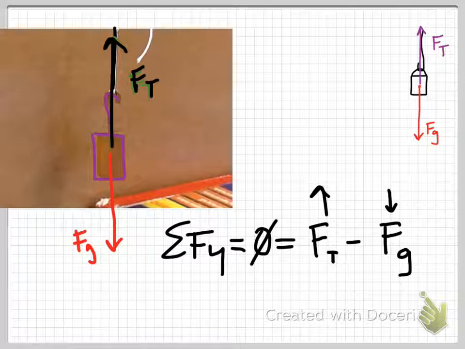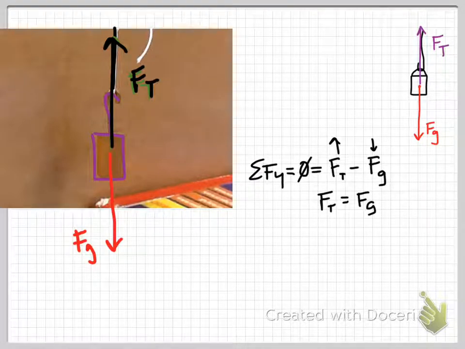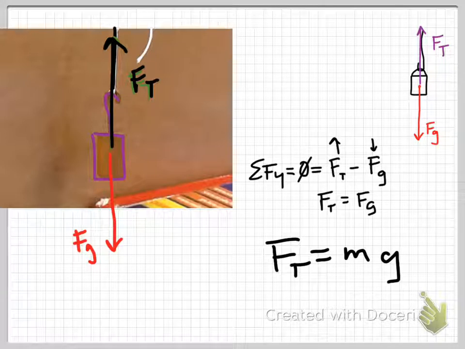Force of tension minus force of gravity should equal 0. And we know that that means that force of tension is equal in magnitude to force of gravity. And what that means is that force of tension is equal to mass times gravity, directed upwards. So that's easy. These are really easy when you have one cable.